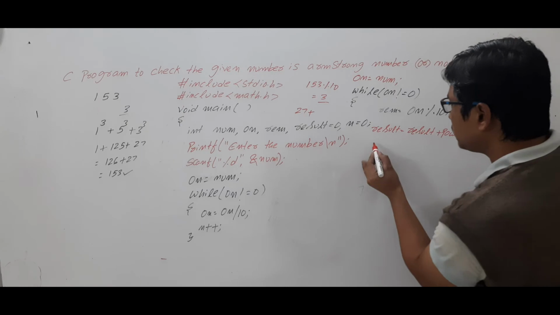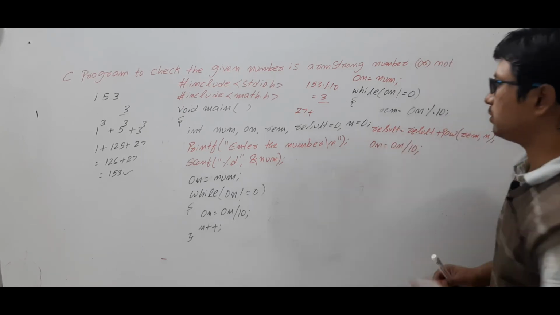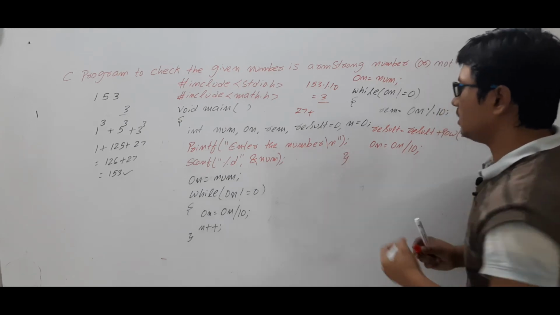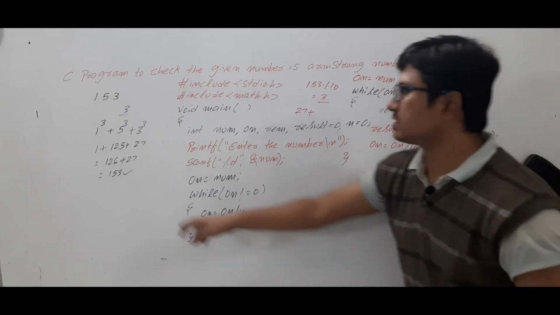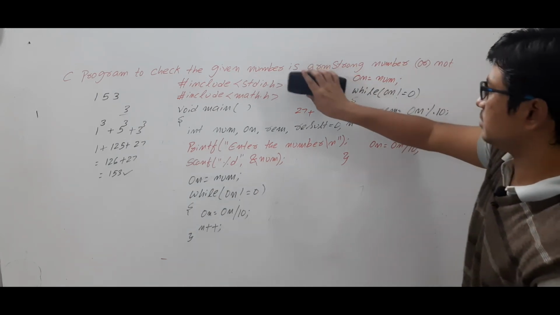Then what I need to do, on is equal to on divided by 10 I have to do. This is the statement to compute this result. Okay, look at it with an example. Let me discuss with an example.